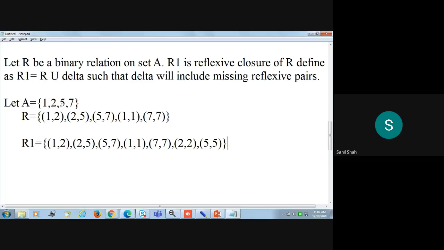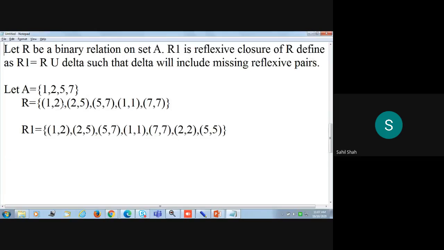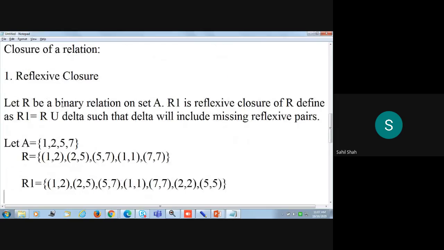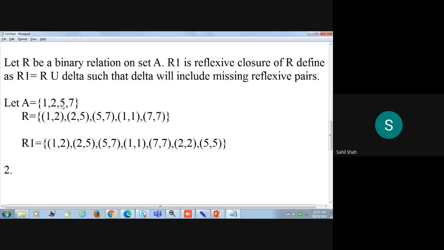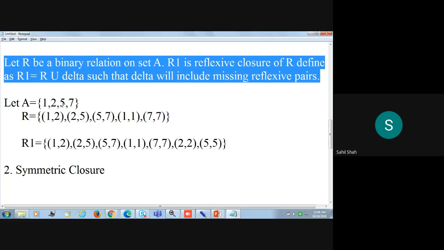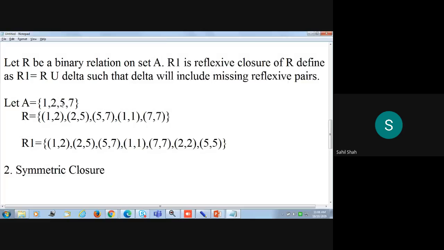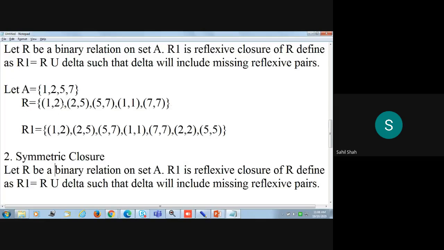So on similar lines, we have first of all seen reflexive closure. Similarly, we have another concept known as symmetric closure. So what is it? Again, let me write here. What changes am I making now? Just observe. Let R be a binary relation on set A. R1 is said to be the symmetric closure of R, defined as R1 equal to R union.